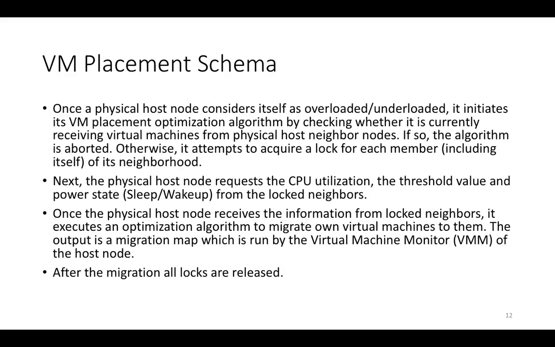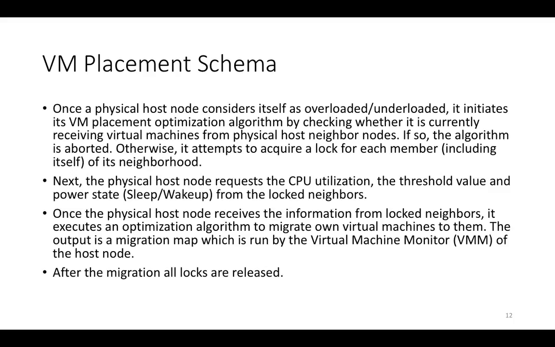In our virtual machine placement schema, the VM placement optimization algorithm is triggered by the overloaded or underloaded host node itself within its own neighborhood. Running the VM placement algorithm at the scope of the random neighborhood facilitates the avoidance of a performance bottleneck in physical host nodes and also the convergence of the schema towards a global optimum close to a centralized approach. The process of the schema is split into the following steps.